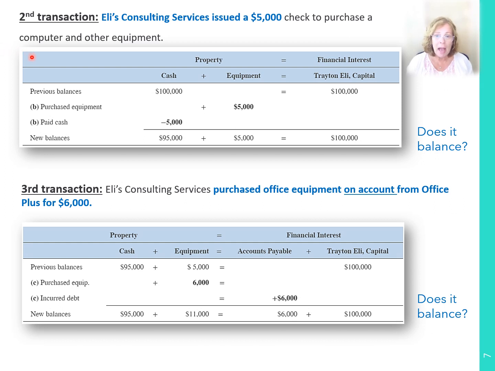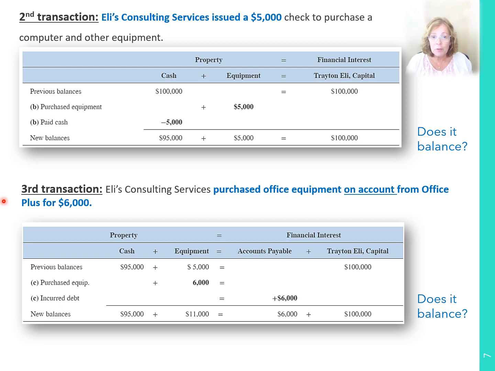We'll add another category for equipment on the property side and write plus $5,000 into the equipment column and write minus $5,000 in the cash column. Does our equation still balance? Yes, it does. For our third transaction, we'll analyze the following transaction.